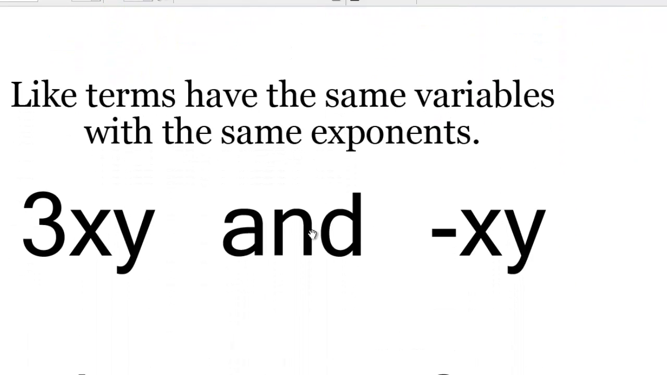Like terms have the same variables with the same exponents. So here I see we've got 3xy and -xy. These have the same variables with the same exponents. Even though we don't see it, there's a little invisible 1 exponent for each. They're totally the same. And even though there's no number in front of the x right here, we know that there's an invisible 1. The coefficients can be different. The variables and the exponents have got to be the same.